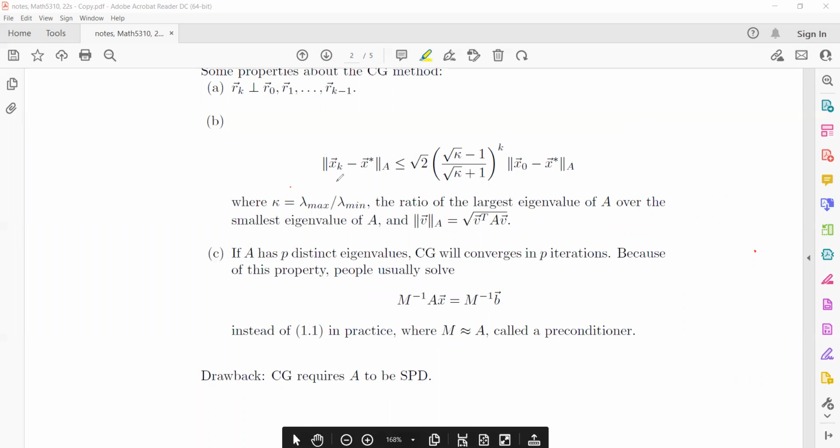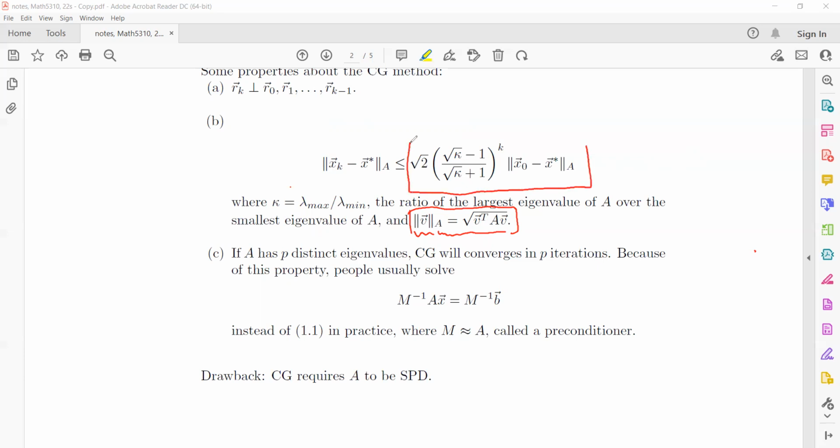The second property is the estimate of the exact solution at iteration k minus the exact solution. The distance, in terms of this norm, it can be proved, is the square root of vector v transpose times A, the coefficient matrix, times v. The distance between the estimate in the kth iteration and the exact solution in terms of this norm is bounded by this number.